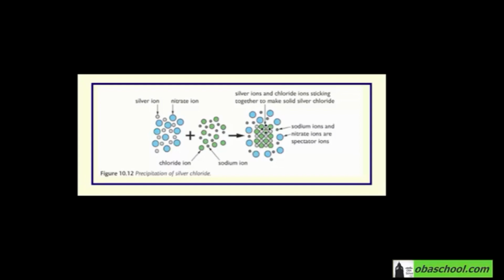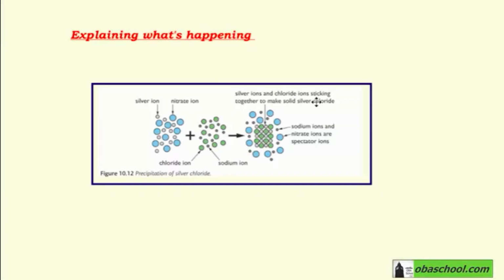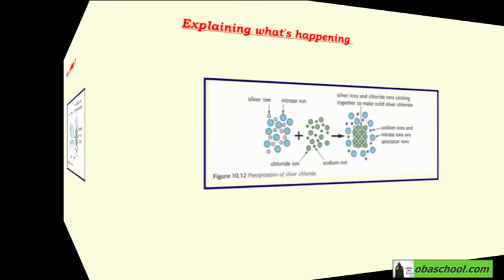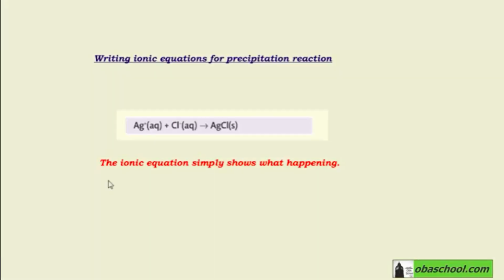So when we want to write an ionic equation, we say that silver ions plus chloride ions gave silver chloride. So we just want the main ions, not the spectator ions. So let's see the equation. Silver Ag plus chloride Cl minus reacts to give silver chloride, which is the precipitate that we want.